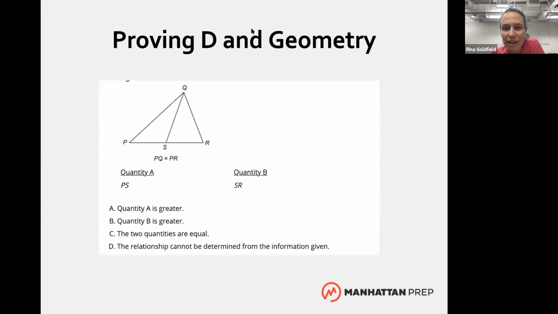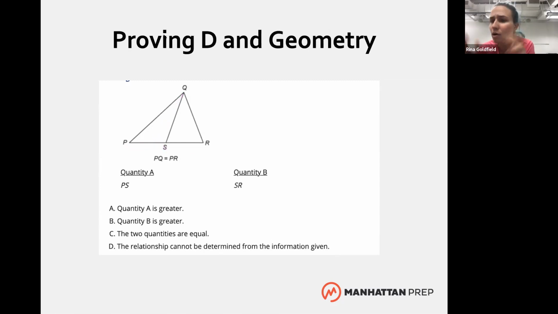Or maybe the line is actually all the way over here, in which case the reverse is true. Maybe PS is pretty short and SR is really long. So we can stretch this shape, move that line around because it's not actually labeled. We don't know if it's exactly equal. So again, it's like a visual proving D, showing sometimes A is greater and sometimes B is greater. So D is correct here.